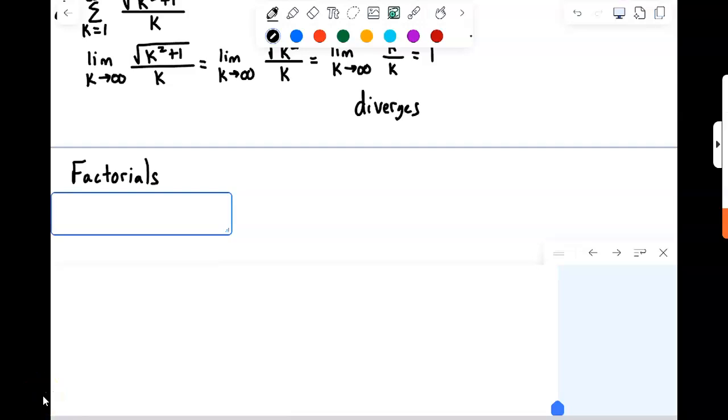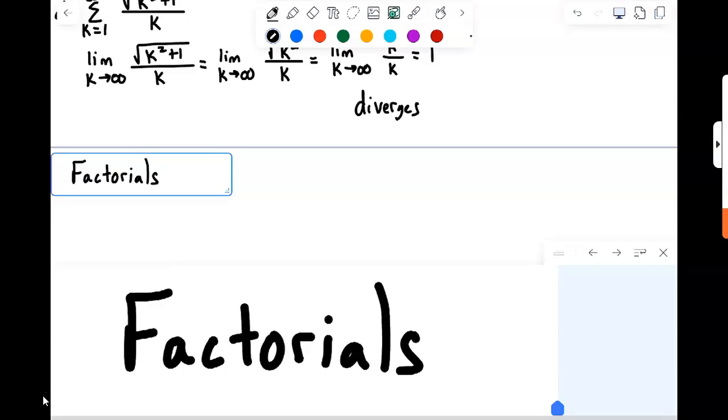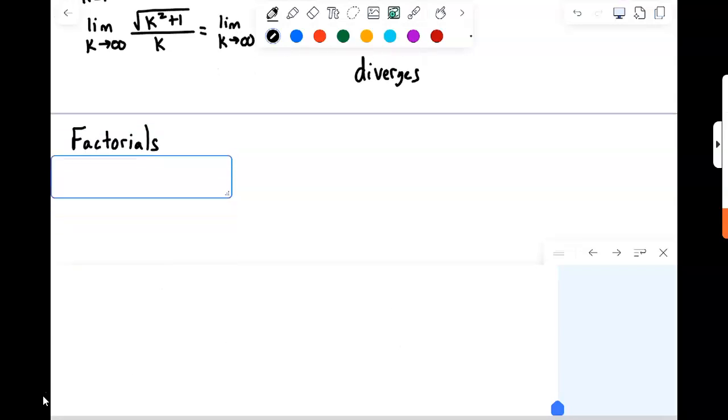Okay, so before we get to our next example with the divergence test, we want to introduce a concept that starts coming up in some of our infinite series problems now, and that's the idea of what are called factorials. Okay, so we begin by defining it.